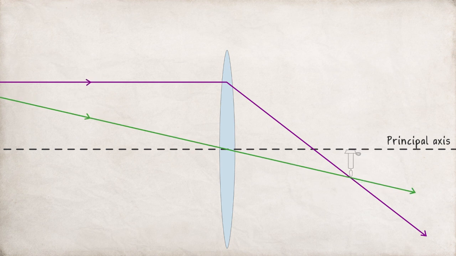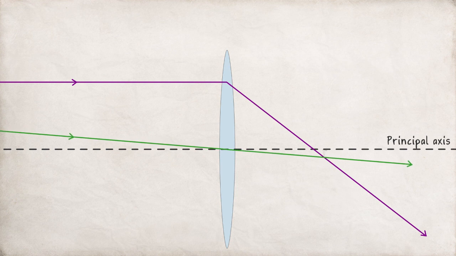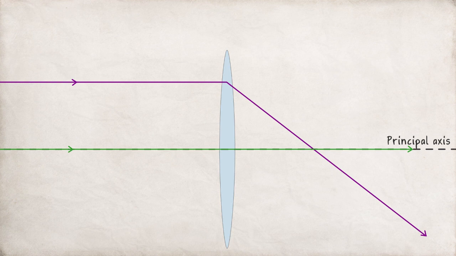Eventually, if we move the candle far enough behind the lens, the light rays that reach the lens will be almost parallel to each other and will refract to intersect at a single spot. That spot is the second focal point of the lens, and it's located the same distance on the right side of the lens as the first focal point is located on the left side of the lens. All parallel rays of light striking the lens converge at the focal point.